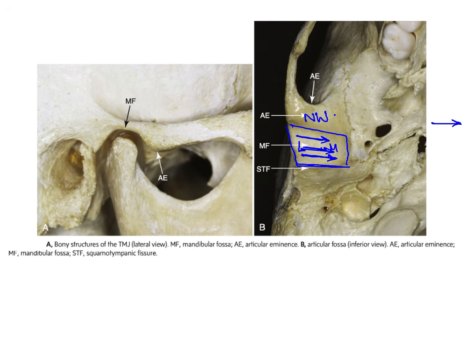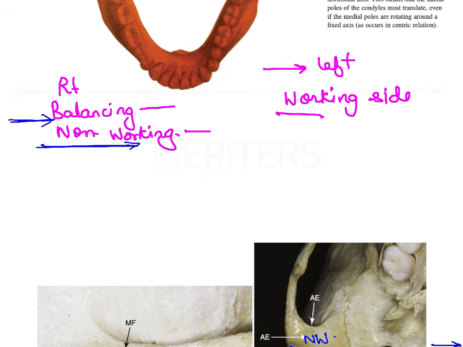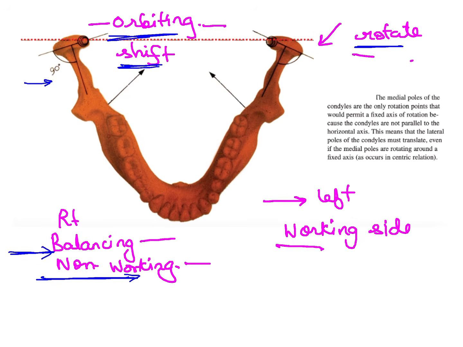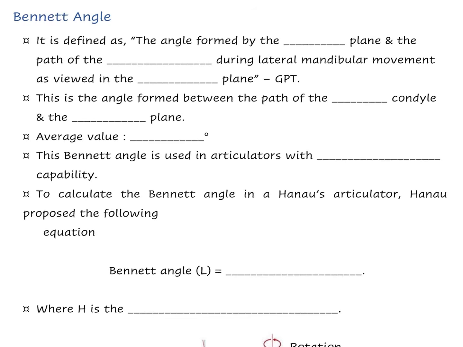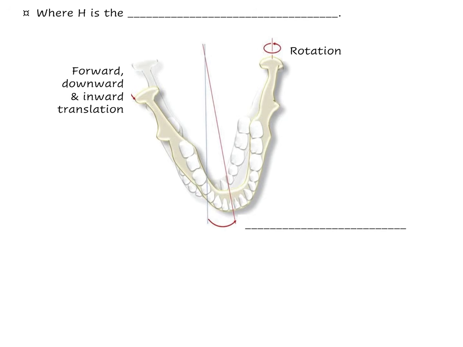Now, it is classified into three parts: immediate side shift, recurrent side shift, and progressive side shift. We will talk about that in the text. And something else known as Bennett angle. Now, what is Bennett angle? Bennett angle is nothing but the angle formed by the sagittal plane and the path of the advancing condyle. So, this is the original position of your condyle. This is the rotating condyle. This is the working side. This is the balancing side.